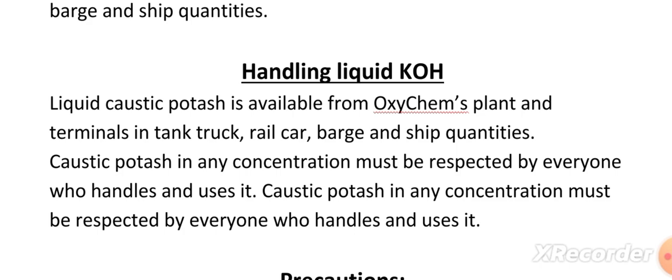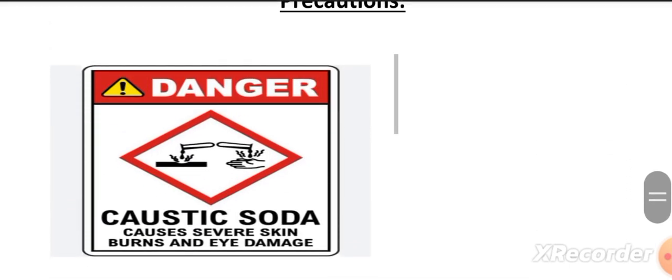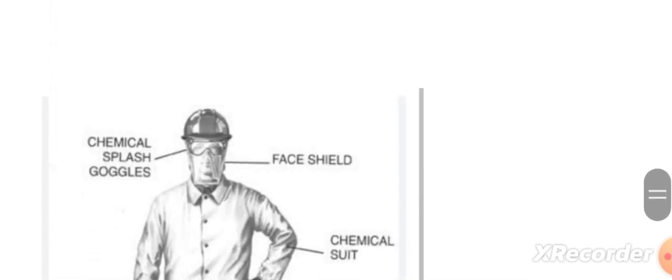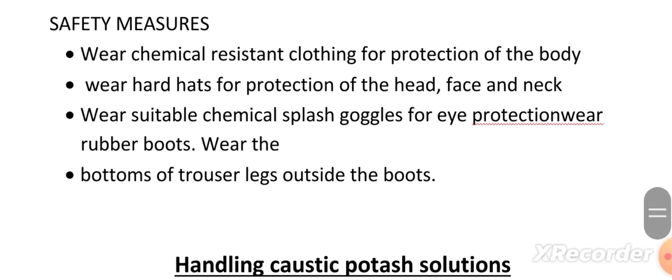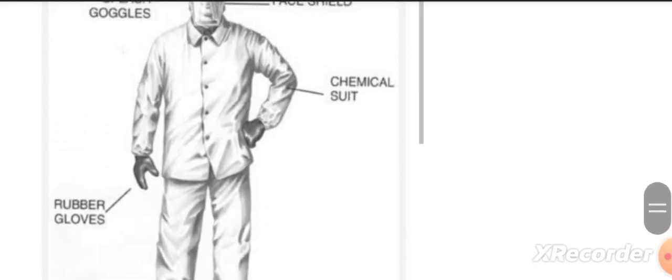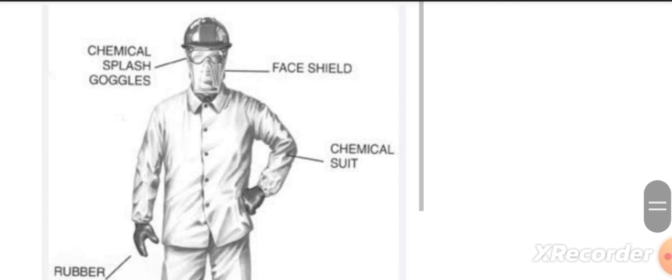Handling liquid potassium hydroxide. Caustic potash in any concentration must be respected by everyone who handles and uses it. What are the basic precautions for potassium hydroxide handling? Here are some safety measures which we have to follow. Wear chemical resistant clothing for protection of the body. Wear hard hats for protection of the head, face, and neck. Wear suitable chemical splash goggles for eye protection. Wear the bottom of the trouser leg outside the boots. Wear rubber boots. Here you can see a man who handles potassium hydroxide, and how he has to cover himself very carefully.